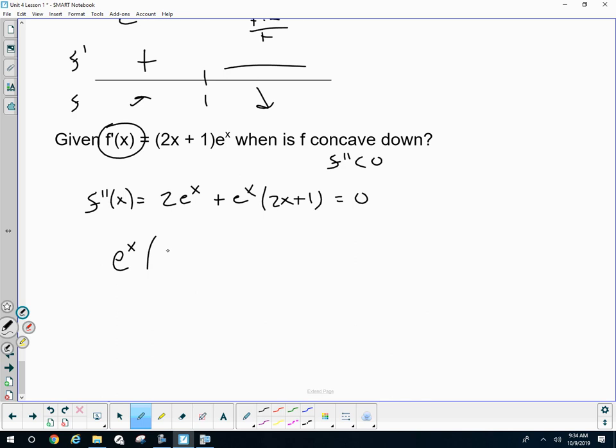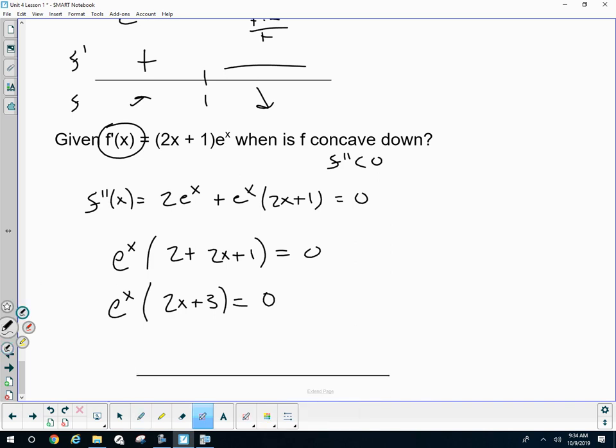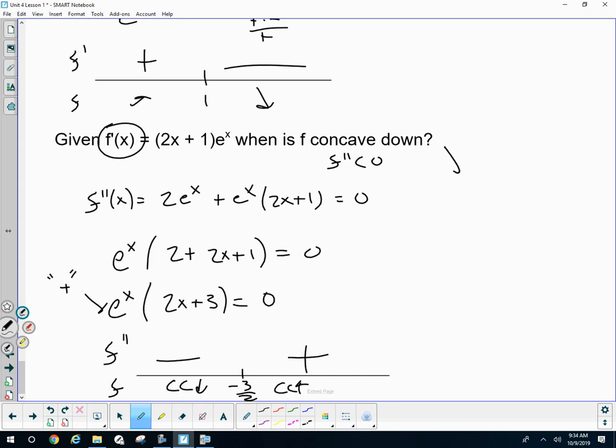I'll pull out the e to the x. I have 2x plus 1. This is 2x plus 3. So the 0 will be at negative 3/2. If I plug in 0, I get a positive. If I plug in negative 2, I would get a negative because e to the x is always positive. This could change signs. This is f double prime, which is telling me f is concave down and then concave up. F is concave down from negative infinity to negative 3/2, or x is less than negative 3/2.